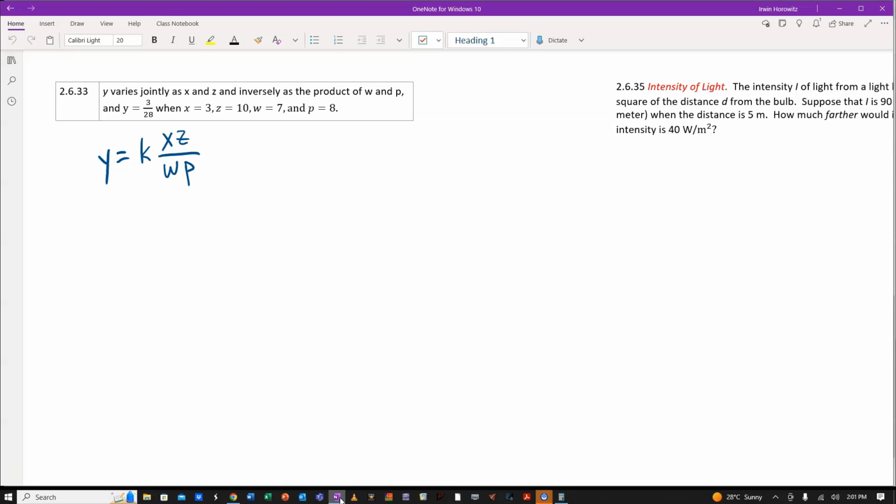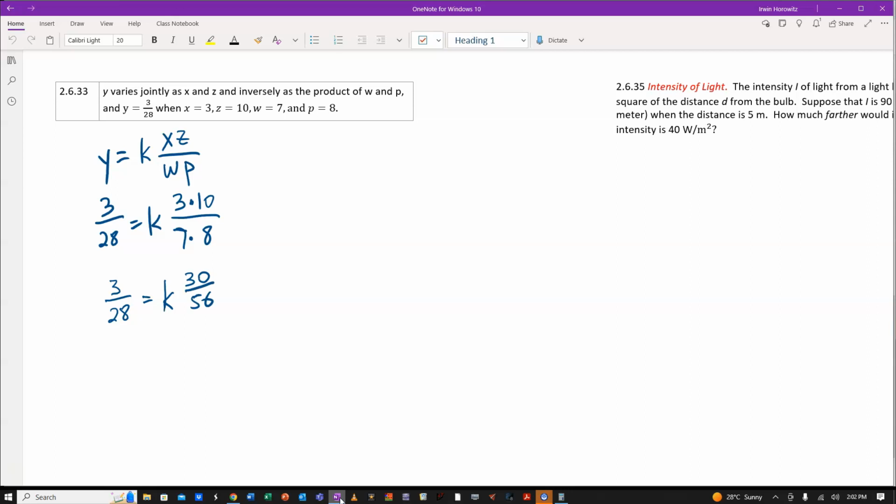Next, we substitute the values that were given. y equals 3/28. We do not yet know k. The whole purpose is to figure out that constant. x equals 3, z equals 10, w equals 7, and p equals 8. We then evaluate the quantity on the right side. We have 3/28 on the left side. We get 30 over 56.